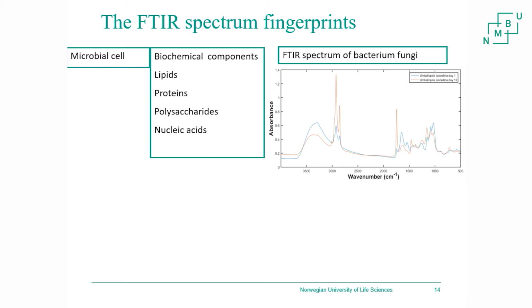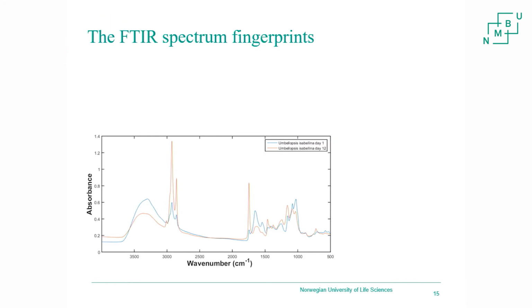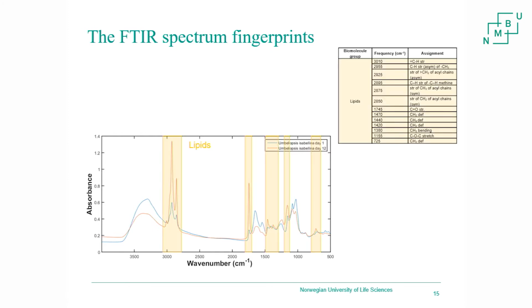So the infrared spectrum is called a fingerprint. In microbiology, we consider the infrared spectrum a phenotypic biochemical fingerprint. If we look in detail at the spectrum, I would like to show you where you can find all the information related to the four main biochemical components.